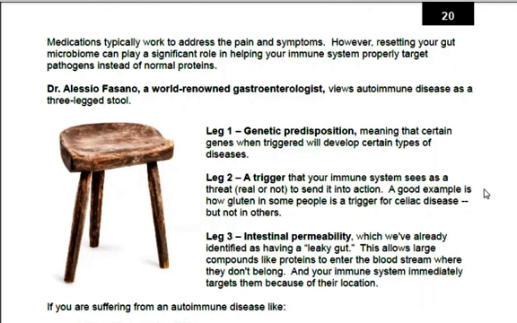For some people, gluten doesn't bother them at all. For other people, gluten is a trigger for either celiac disease, inflammation of the vascular system, or inflammation of the small intestine. And then we've got leg 3, which is intestinal permeability, which is leaky gut.